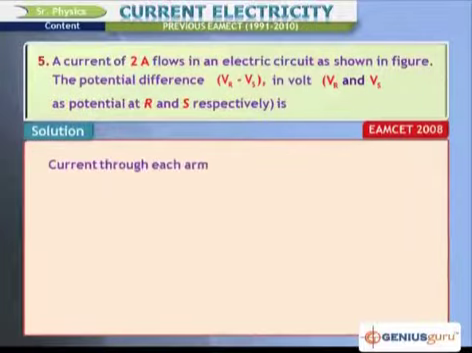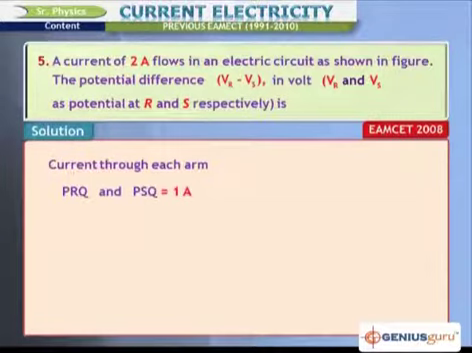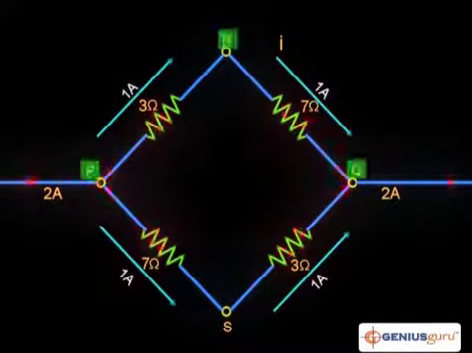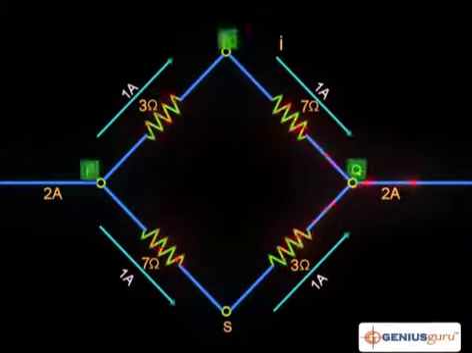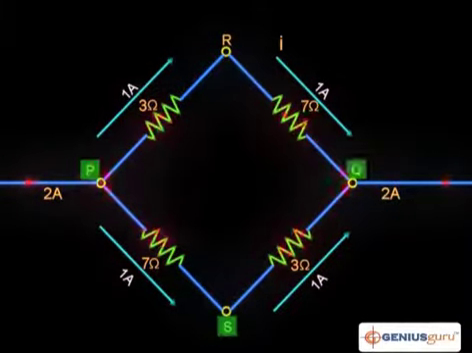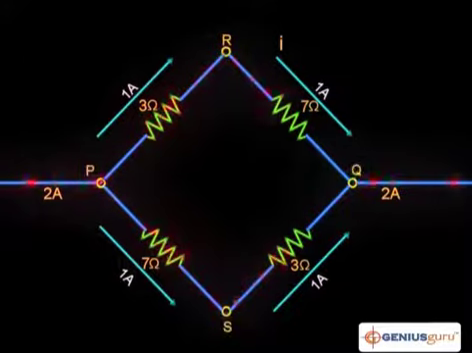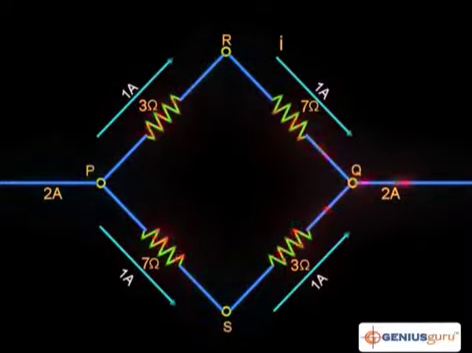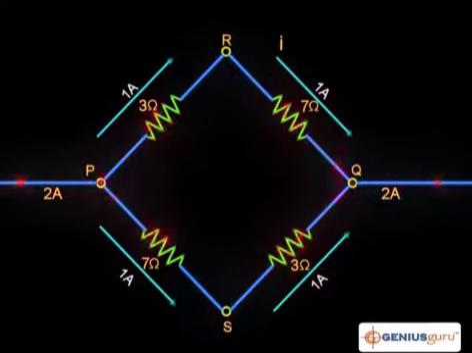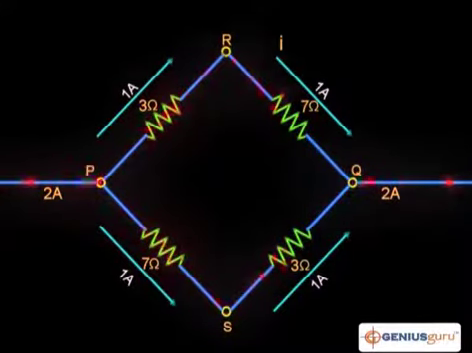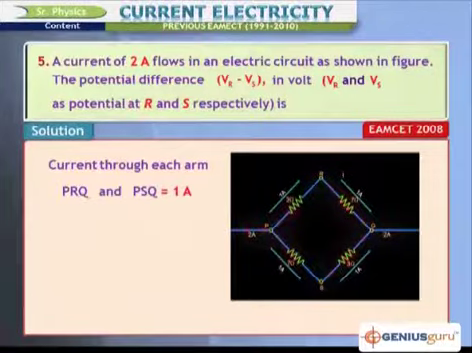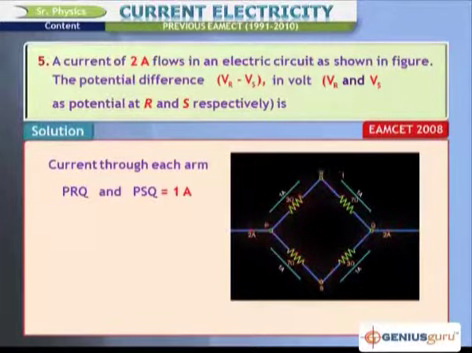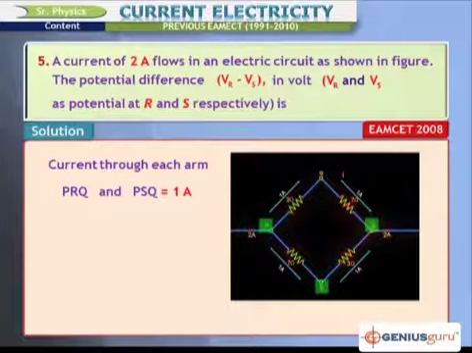Current through each arm will be 1 ampere because the resistances across PR and RQ are connected in series with effective resistance 10 ohm. The resistances between PS and SQ are again connected in series with effective resistance 10 ohm. These two 10 ohm resistors are connected in parallel at P. Therefore, whatever current enters at P will divide into two equal parts.